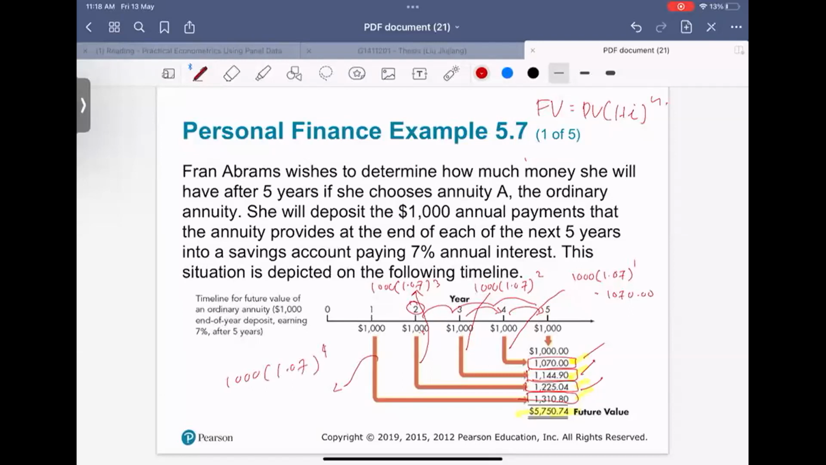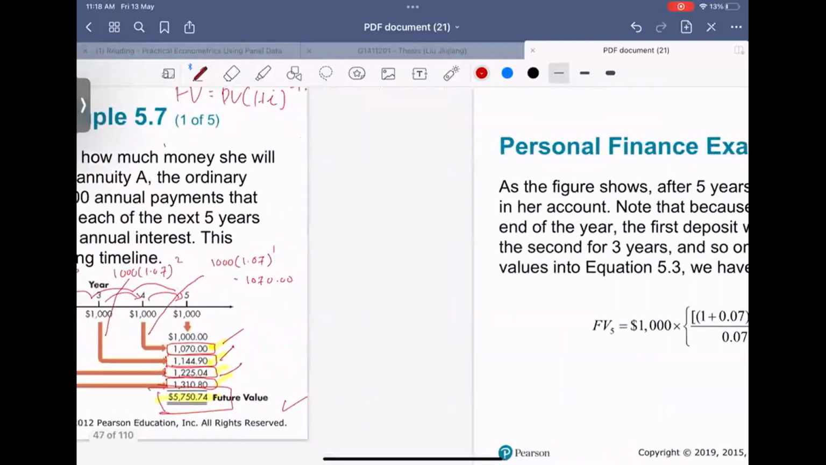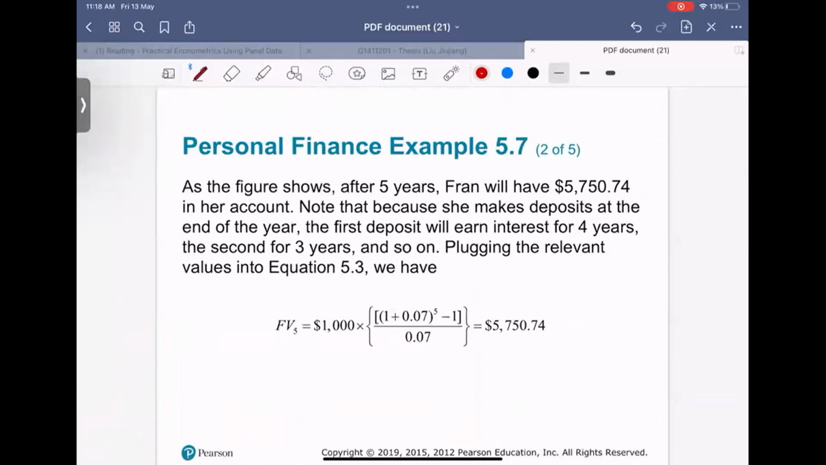So when you get all of this, you total all of this, you get this. That is the concept. So the summation is the future value of all these entities. Or you can try very fast using your calculator.